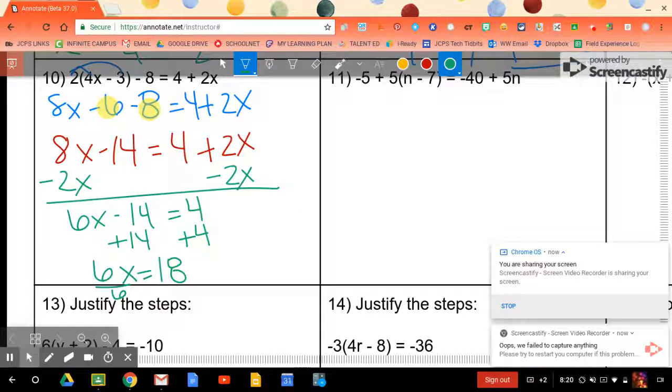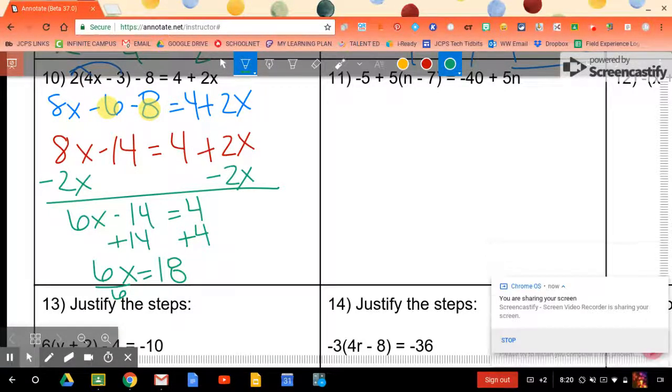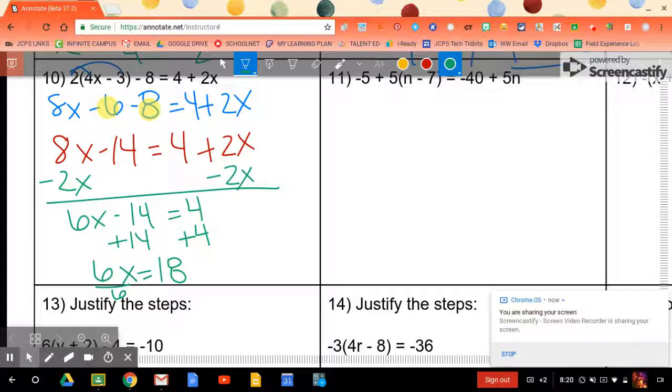Okay, so our last video hit its time limit, so we're going to do a second video to finish out the worksheet. On our last problem, we had 6x equals 18, our next step is to get the x by itself, so we have to divide both sides by 6. 18 divided by 6 is going to give you 3, so your answer is x equals 3 for that problem.